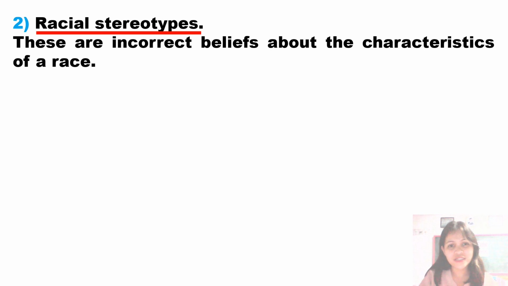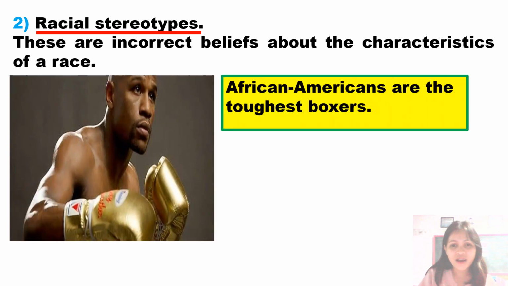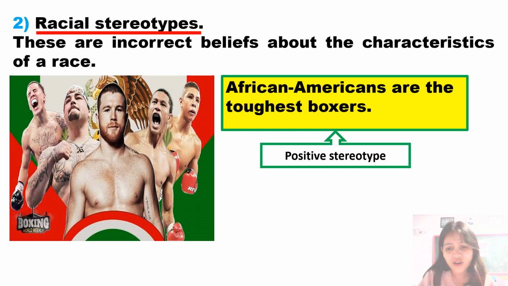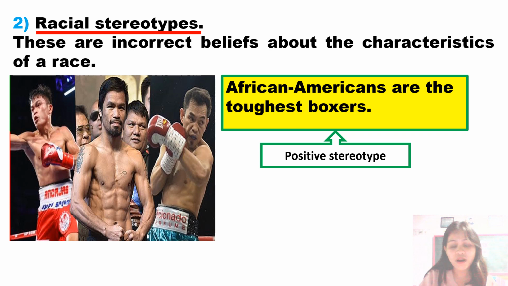Number 2 is racial stereotypes. These are incorrect beliefs about the characteristics of a race. For example, African Americans are the toughest boxers. Though it is a positive stereotype, it doesn't mean that it is good. Whether positive or negative, both statements are prejudiced, unfair, and biased. Why? Because there are a lot of Mexican boxers who are good in boxing. Aside from Mexicans, there are also Filipinos who excel in boxing.